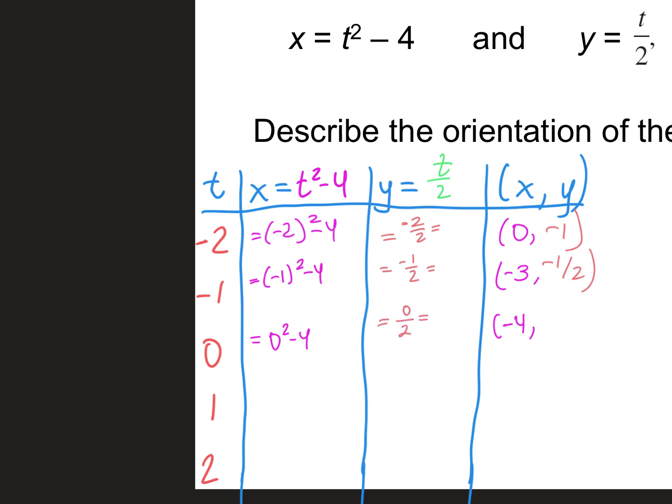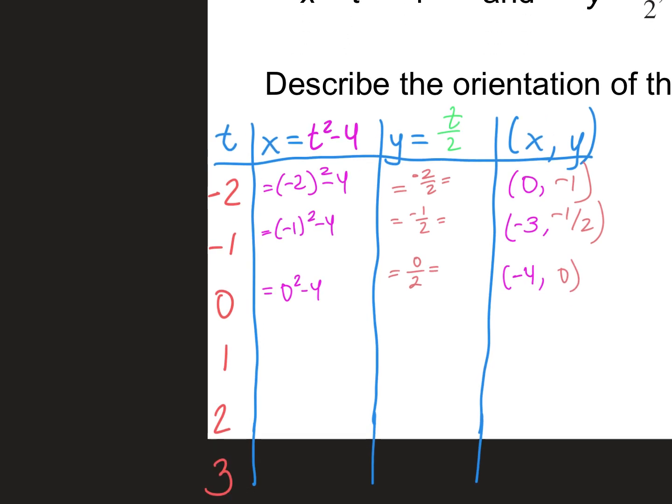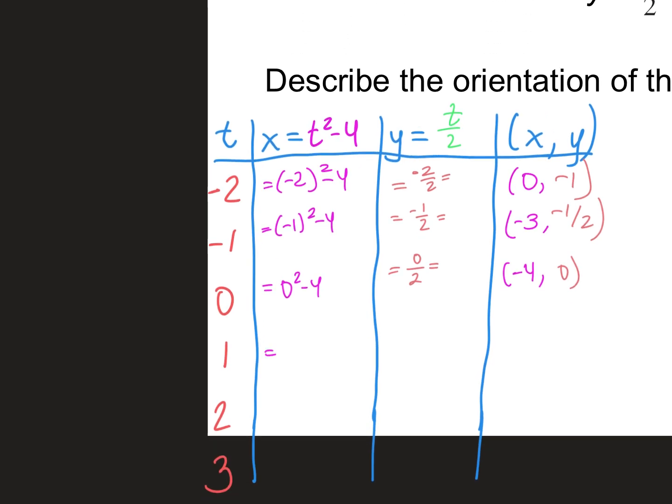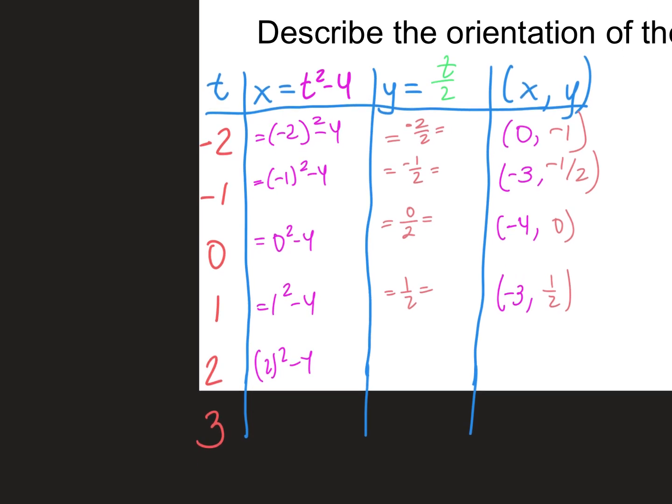So what's 0 over 2? Perfect. Now we're going to plug in what number? 1. So 1 squared minus 4 is -3. And then I'm going to plug in 1 here. So 1 over 2 gives me 1/2. Perfect. And now I'm going to plug in 2. 2 squared minus 4 is, right? 2 squared is 4, minus 4 is, good, 0. And now I plug in 2 here. So 2 over 2 gives me 1. And then this, we got to take a little bit of work here, yeah?